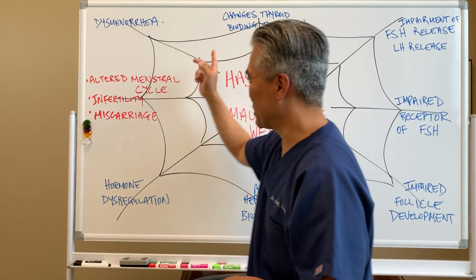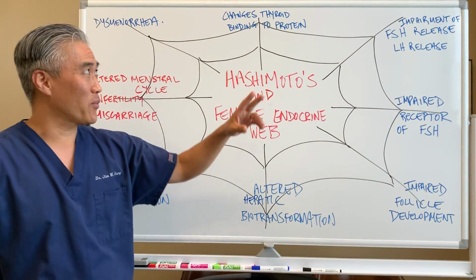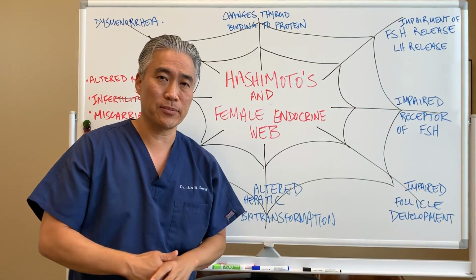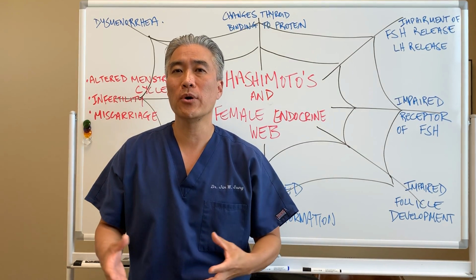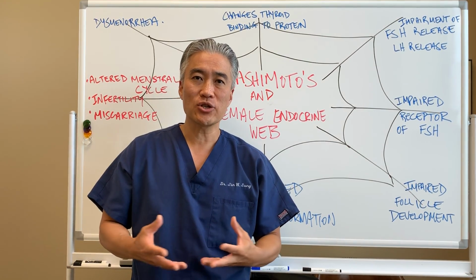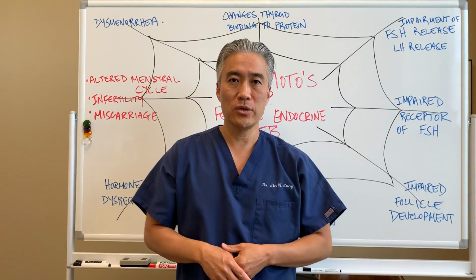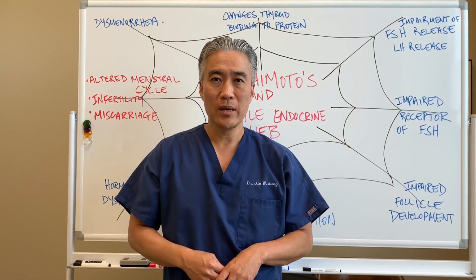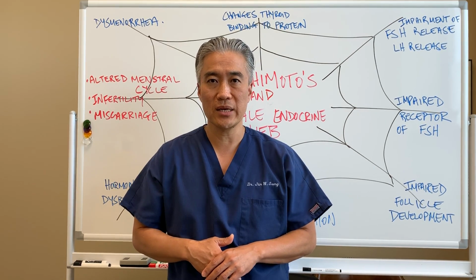In turn, what happens with this is that it starts to affect thyroid binding globulin or thyroid binding to protein, right? Thyroid hormones binding to protein. So it starts to impact how thyroid hormone will work. Essentially, when you have a thyroid problem, right, you have an endocrine problem, a female hormone problem, but the underlying mechanism is an autoimmune disease called Hashimoto's thyroiditis.